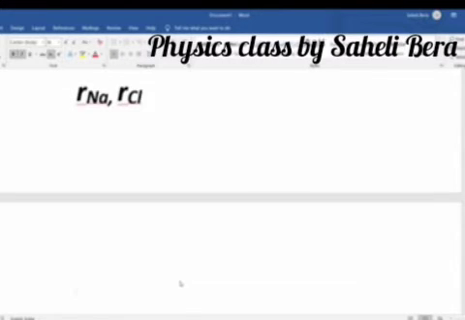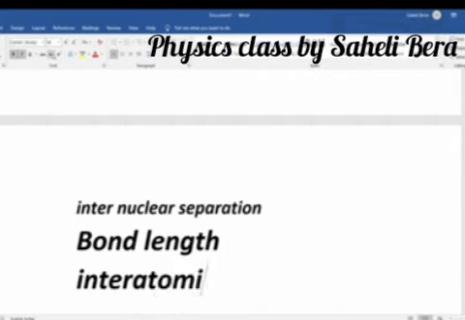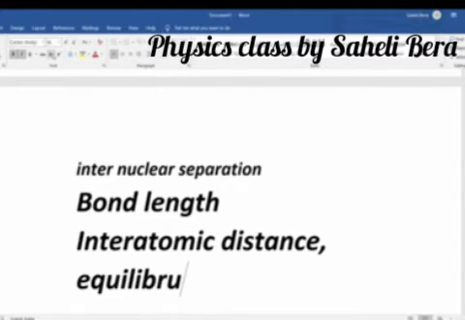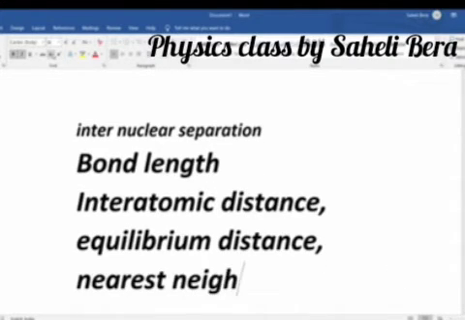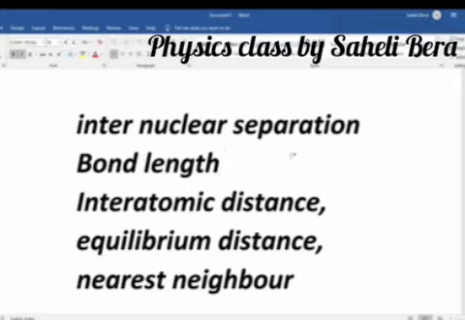So the center to center distance is called the internuclear separation, or it can be called the bond length, or interatomic distance, equilibrium distance, or nearest neighbor distance. So there are so many names for the same thing. You have to remember all the names, because in the questions, whatever name or term comes, you have to understand that it is considering the same thing.